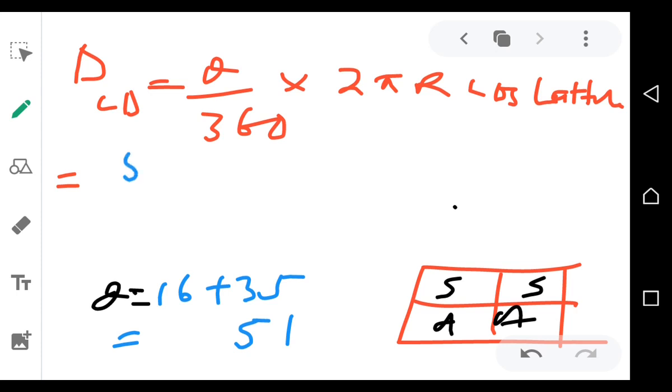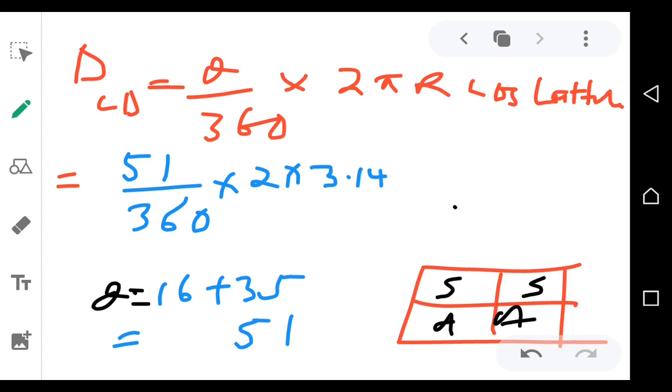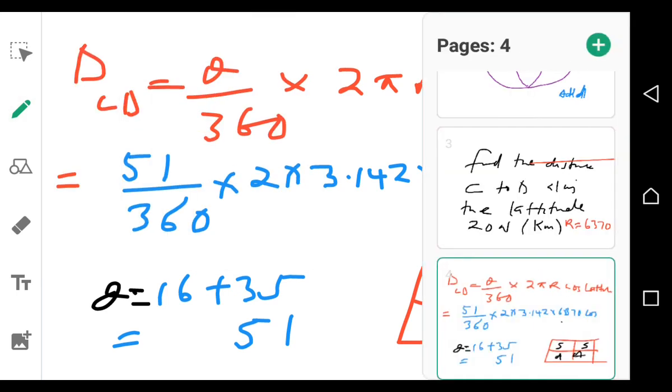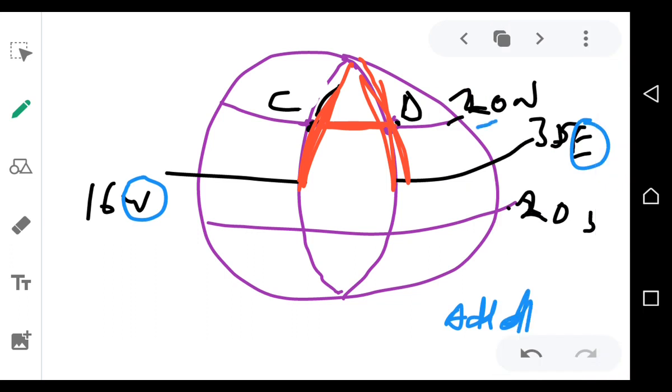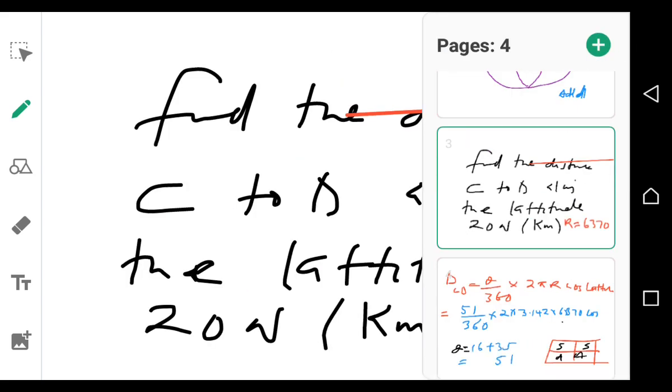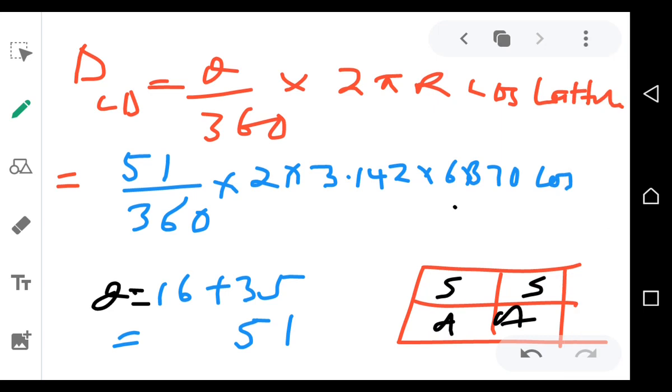So you put in 51 over 360 times 2 times pi, 3.142, times radius 6370 cos C. What's the latitude that I'm using, where both points are lying? It's 20. The latitude where both of them, C and D, are lying is this one, latitude 20. So I put 20 at the end of the formula.